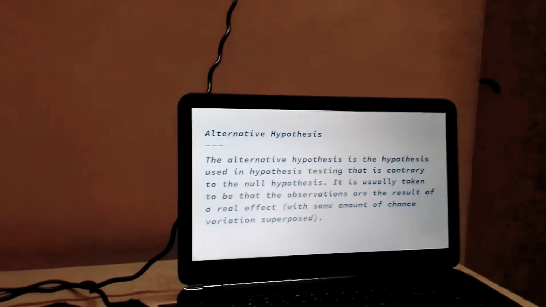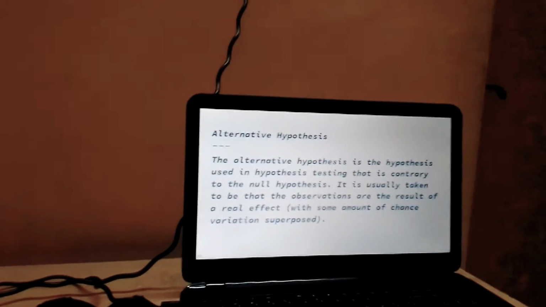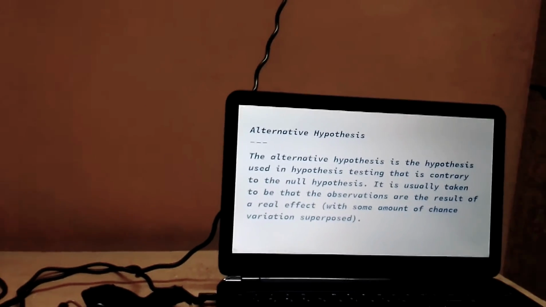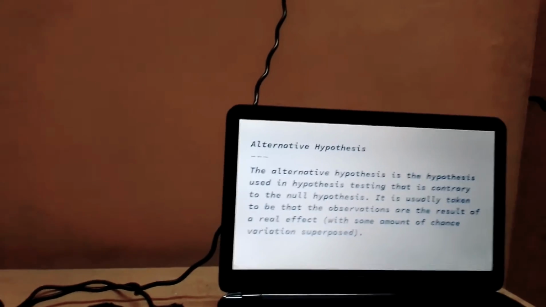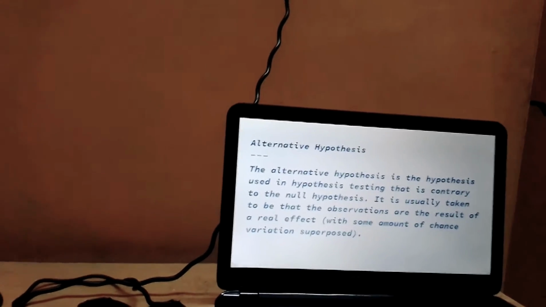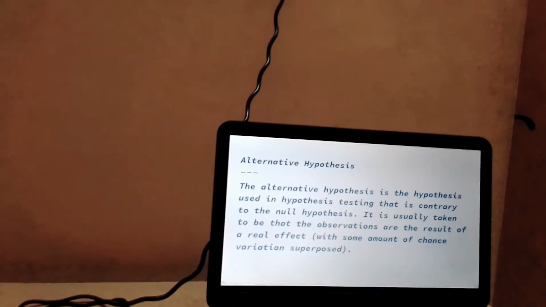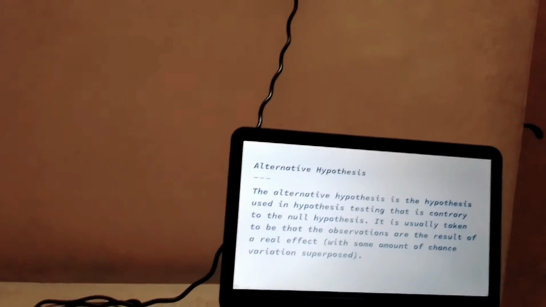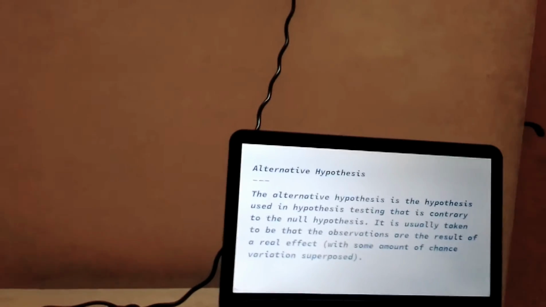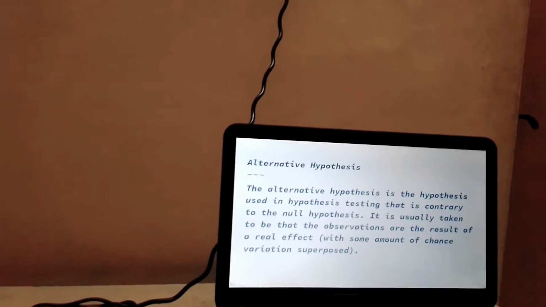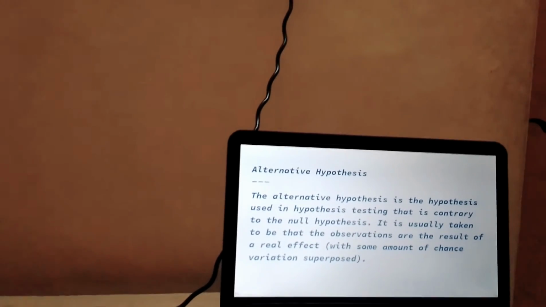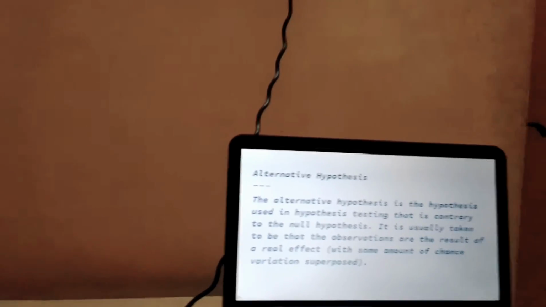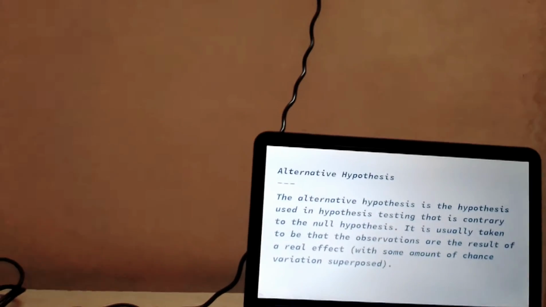A hypothesis test by its nature involves not just a null hypothesis but also an offsetting alternative hypothesis. Some examples: null is no difference between the means of group A and group B; alternative is A is different from B. Null is A less than or equal to B; alternative is B greater than A. This is the alternative hypothesis.